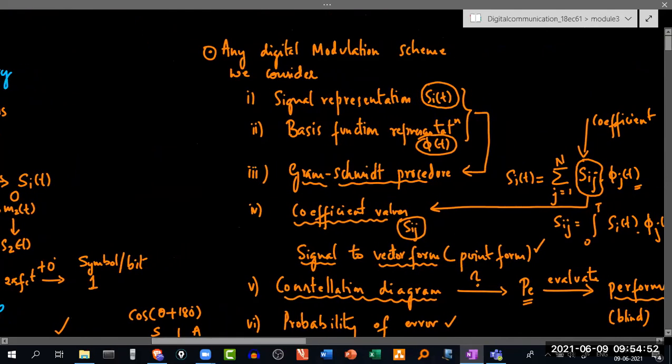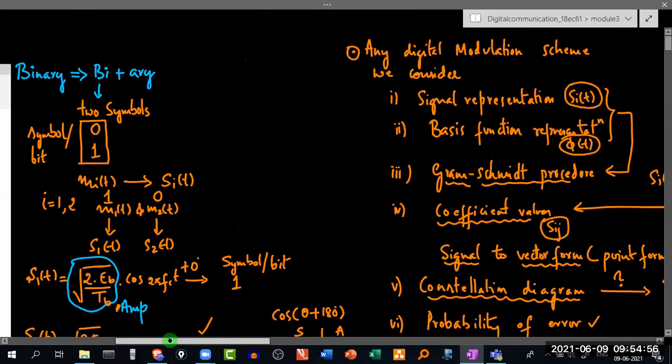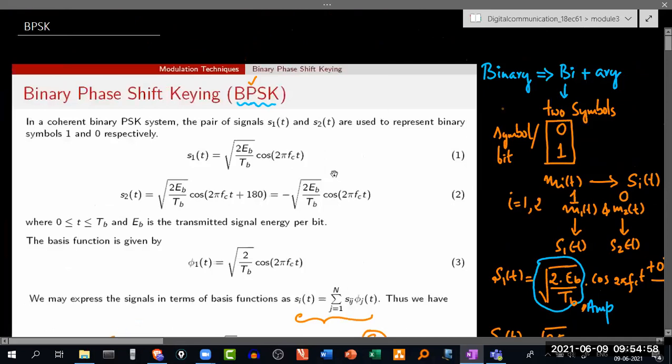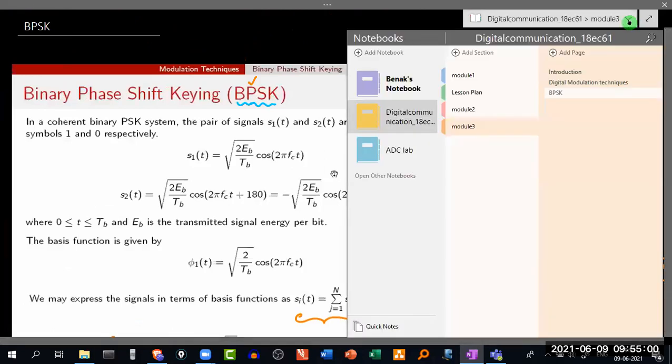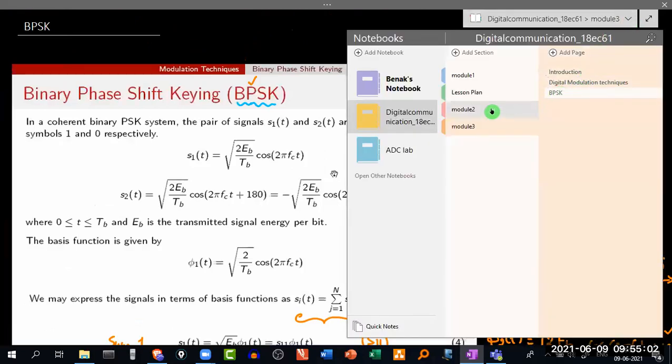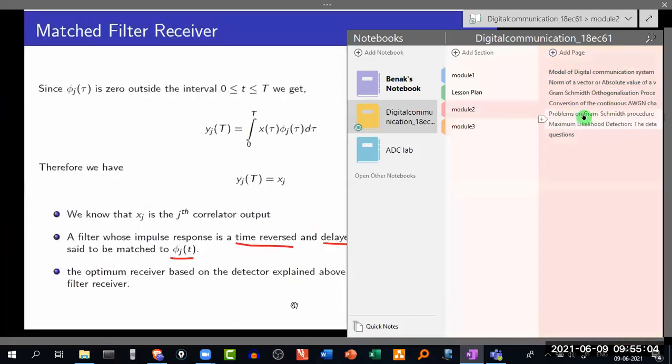According to Gram-Schmidt's procedure, we had solved some problems on Gram-Schmidt's orthogonalization.